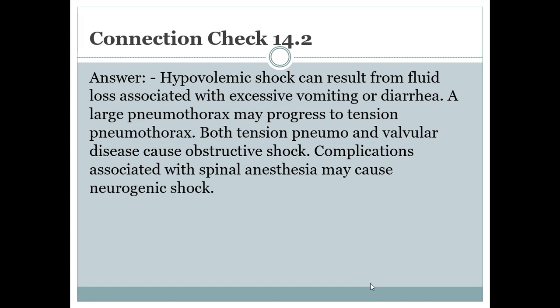And then our answer is hypovolemic shock can result from fluid loss associated with excessive vomiting or diarrhea. So that person with GI disorder. A large pneumothorax may progress to a tension pneumo. Both tension pneumo and valvular disease cause obstructive shock. And then complications associated with spinal anesthesia may cause neurogenic shock.